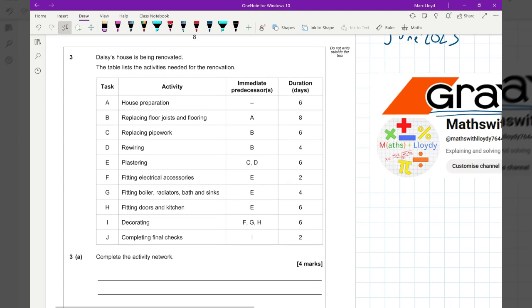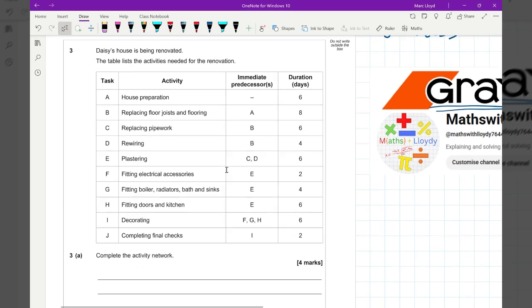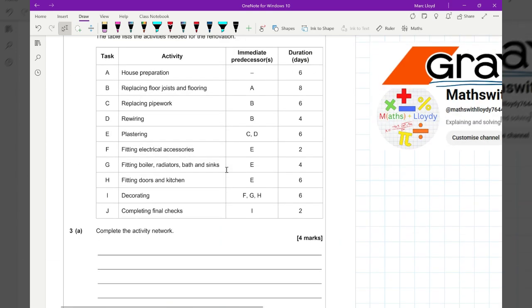So question number 3, Daisy's house is being renovated. The table lists the activities needed for the renovation. Complete the activity network. I'm going to get my keyboard back out because the activity network's down there and I've moved it down there, so I can scroll up and down, it'll be fine.